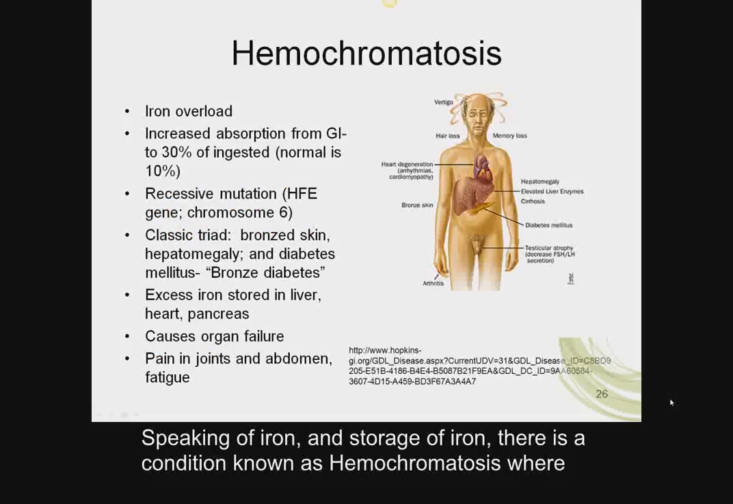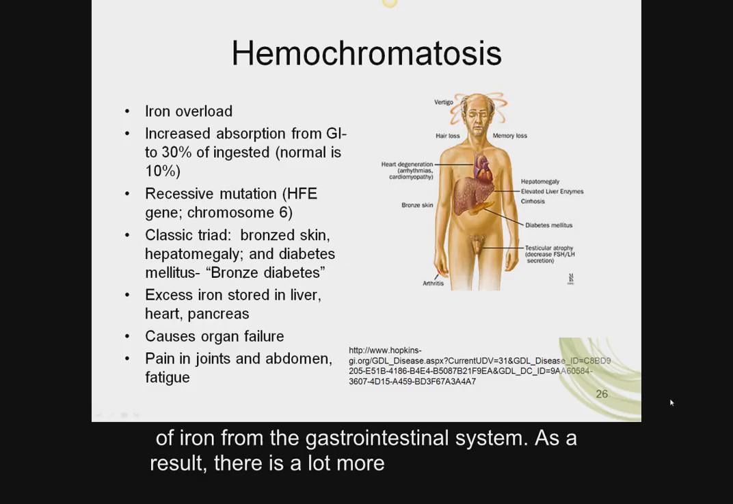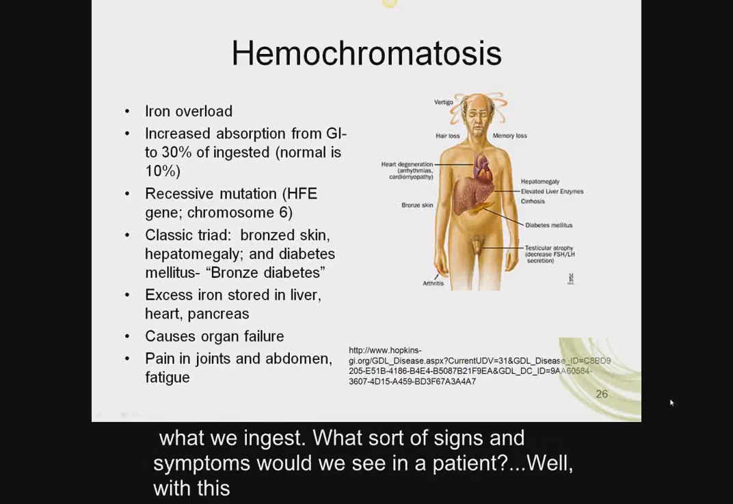Speaking of iron and storage of iron, there is a condition known as hemochromatosis where a person has a mutation in an iron regulatory gene. This leads to increased absorption of iron from the gastrointestinal system. As a result of this, there's a lot more iron absorbed, about 30% of what is ingested, and normally we only absorb about 10% of what we ingest. What sort of signs and symptoms would we have in a patient?